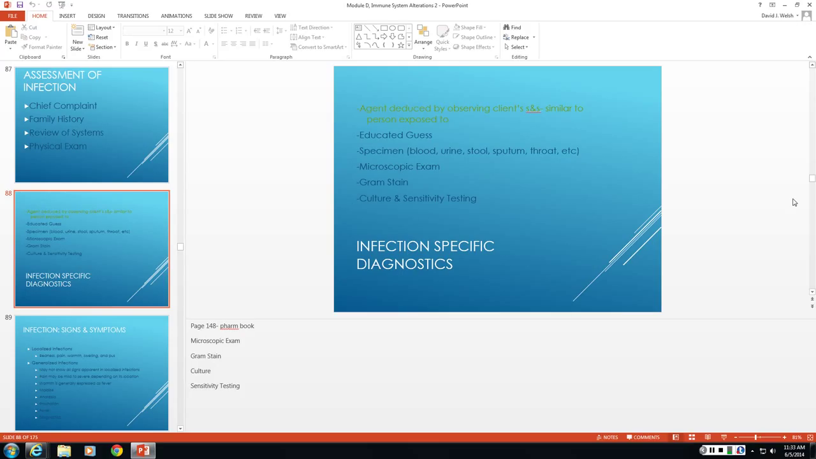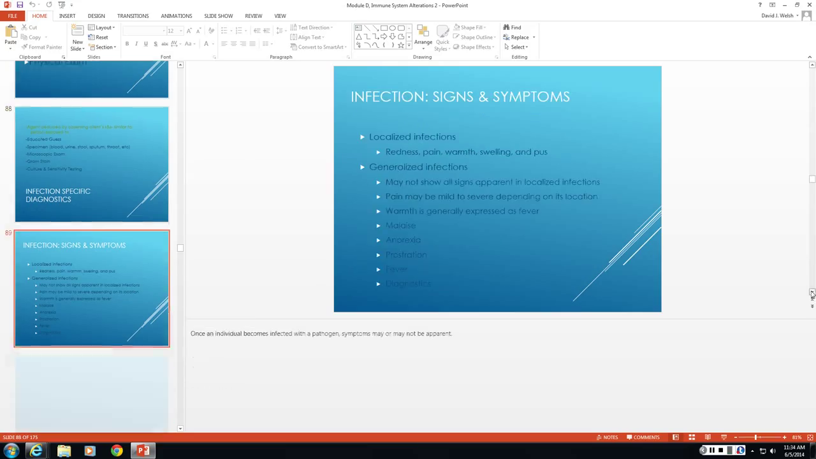Most of the time you're going to make an educated guess on what's going on with them. You're also going to obtain specimens, so blood, urine, stool, sputum, throat, etc. They're going to be done under a microscopic exam. Usually going to have a gram stain and culture sensitivity to determine the type of organism that you're dealing with, or infection.